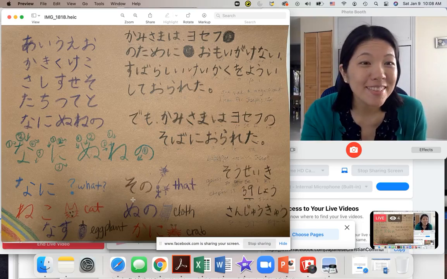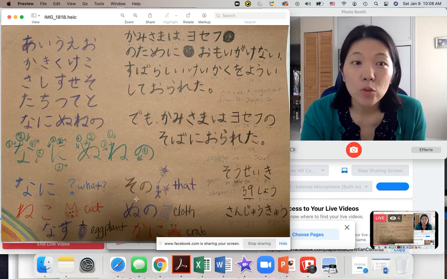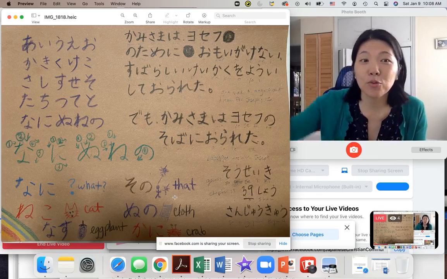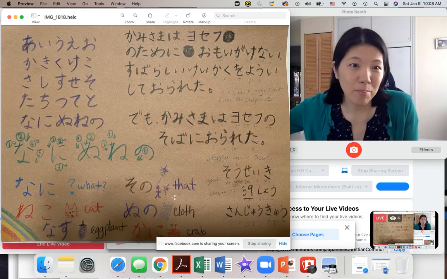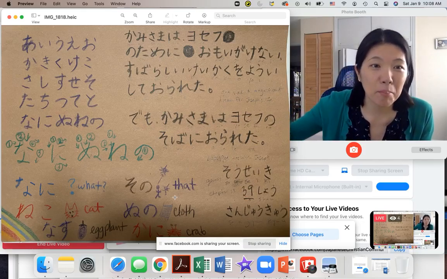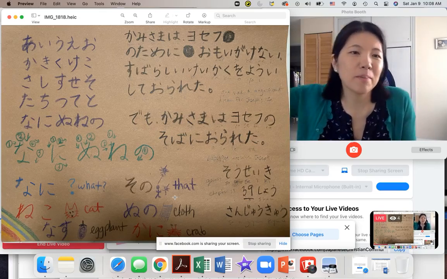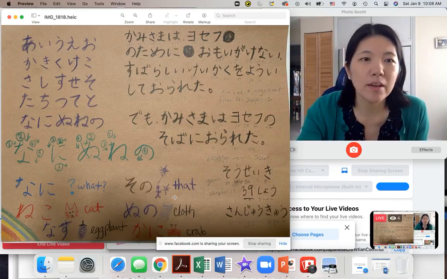And the fourth one is this. Can you read this? Sono. Sono is like that. So, sono hon totte. Give me that book. Bring me that book. Sono hon. So it's a little far, but you are indicating an object a little far away, and that's sono.